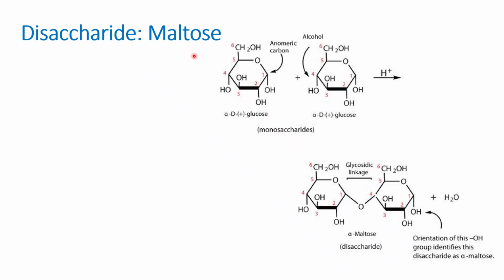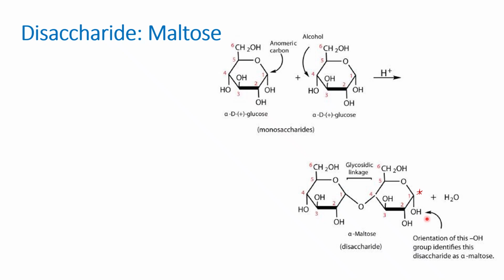And this maltose seems to have a glycosidic linkage between the first carbon of one glucose and the fourth carbon of another glucose. So this is called a 1,4 glycosidic linkage. And in this disaccharide, we see this particular OH group on the first carbon. This is actually the anomeric carbon of this particular glucose, and this OH group is not reacted upon, and it is free.